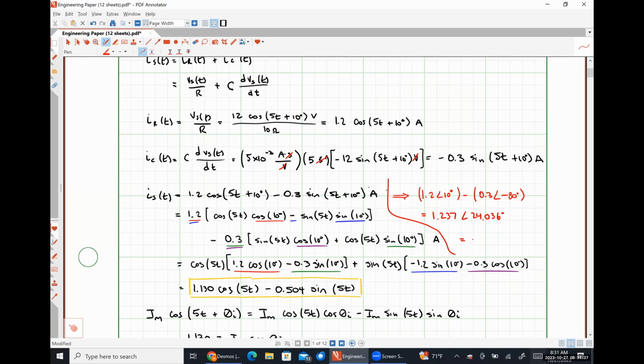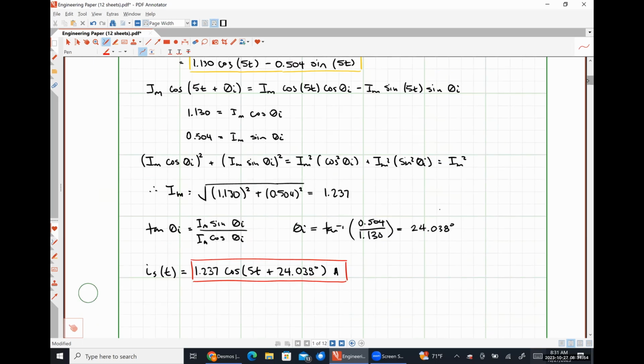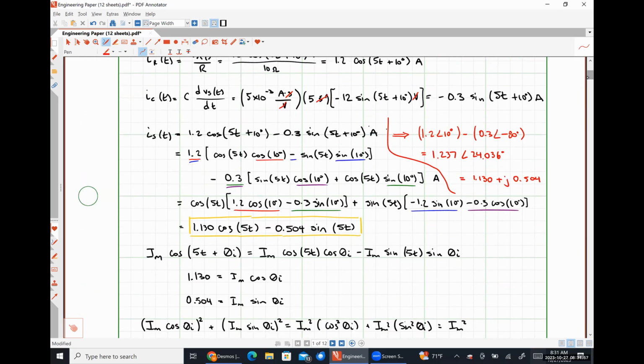1.1296, so 1.130, and 0.504j, which happens to be the exact same numbers that we got at this stage that I highlighted in yellow, except that the sign on the imaginary term is incorrect. And the sign on the imaginary term is quote unquote incorrect because of that trig identity: cosine of angle 1 plus angle 2 is equal to blah, blah, blah minus the other thing, right?